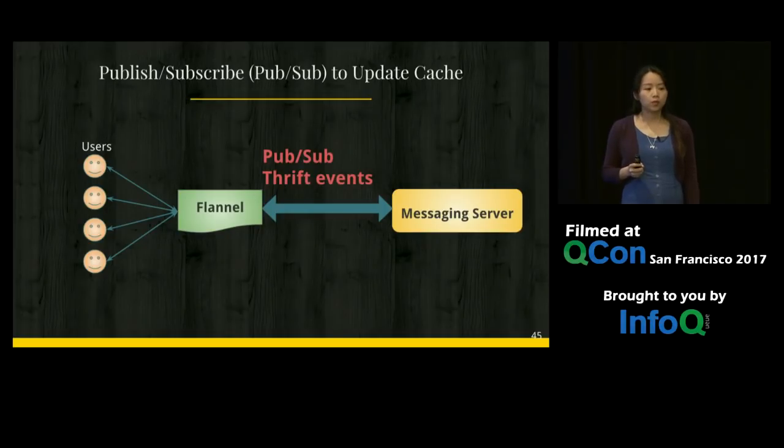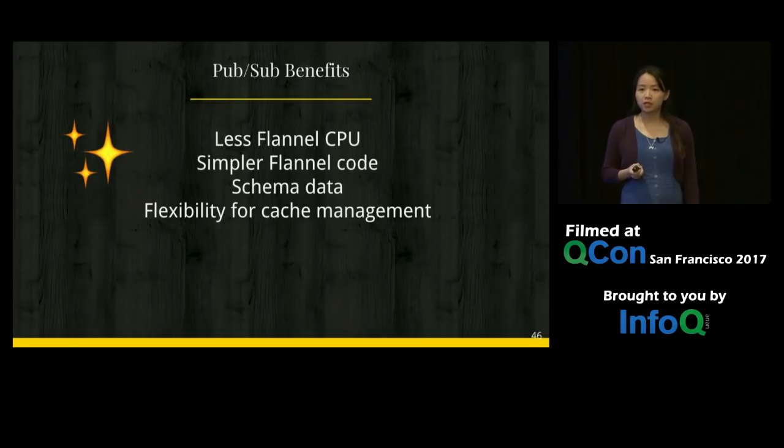What we did is we implemented publish-subscribe, pub/sub. Flannel subscribes to a list of users and channels it is interested in with the messaging server, and only gets updates for those. This means a rewrite of the messaging server for it to support pub/sub. I won't go into details about how we did it, but we implemented it. It provides us a few benefits. It saves Flannel CPU with simpler code. We also changed from JSON events to Thrift events. The schema data is much easier to manage. It provides flexibility for cache management.